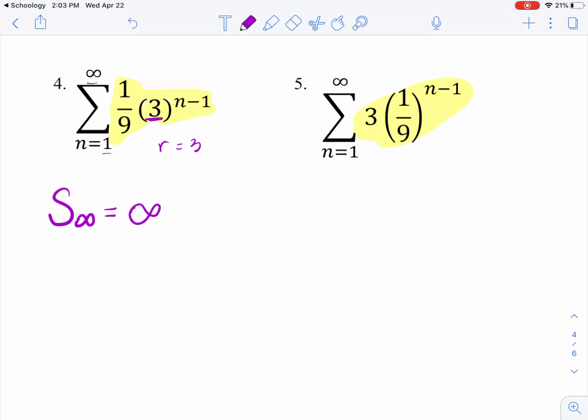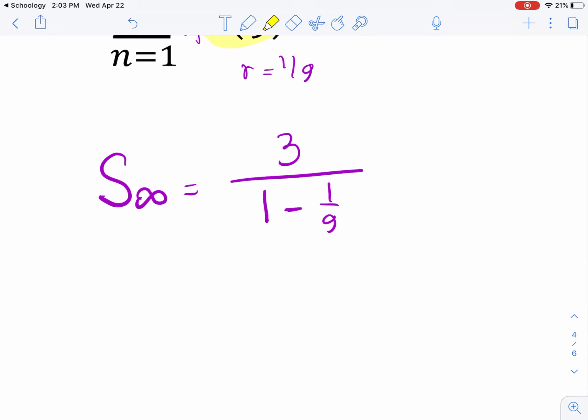Okay. All right, next one right here. Look, it's very similar, but I switched this 3 and the 1/9. This time r is 1/9, which is between negative 1 and 1, so you can use the sum formula. The sum of this infinite series is first term, 3, divided by 1 minus r, which is 1/9. Do not overuse your calculator. Do this first. What's 1 minus 1/9 without a calculator?